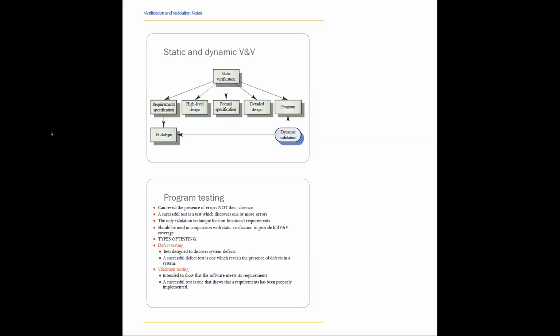For the static and dynamic V&V, that is static verification and dynamic validation, these are all the activities required. For static verification, we have 6 activities, and for dynamic validation, we have 2 activities, which include the program and also the prototype.